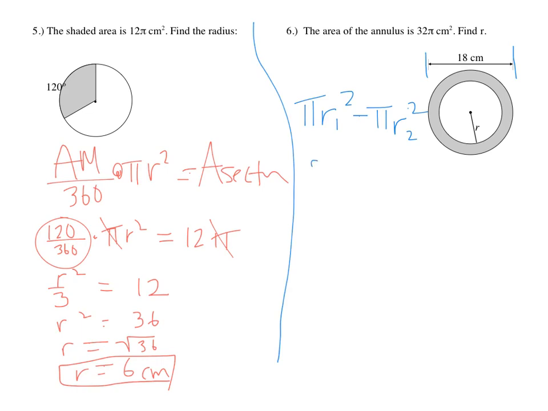So 9 squared, we have 81 pi on the outside. And then on the inside is the one that we don't know. So we're just going to leave this as pi r squared. And this we know the area is 32 pi.